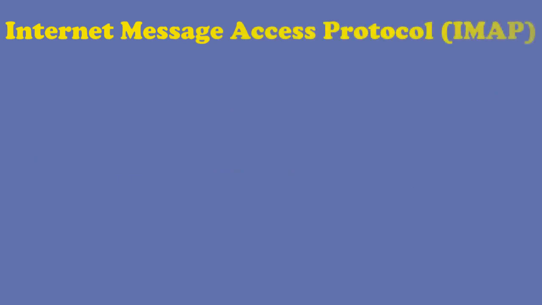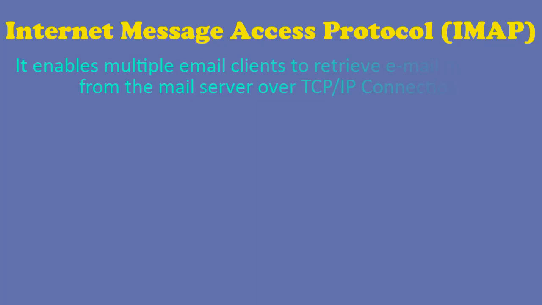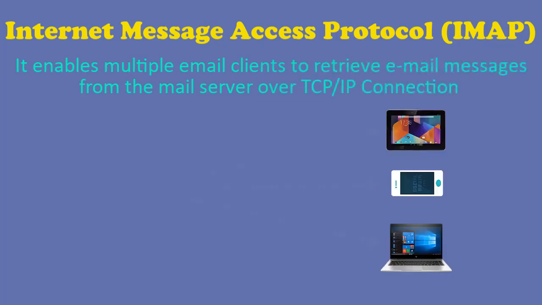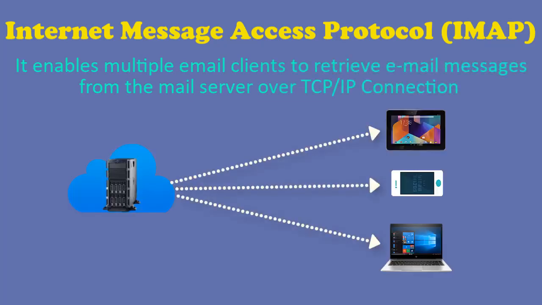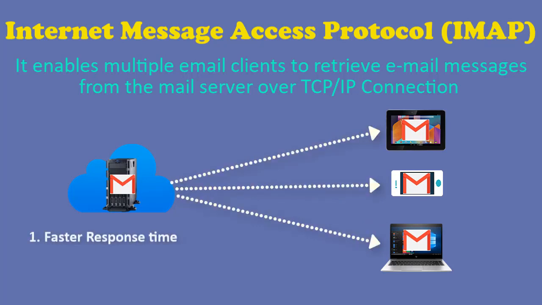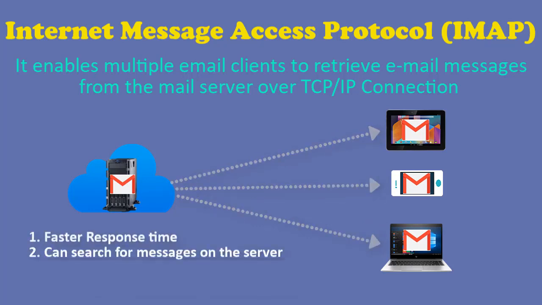Next is Internet Message Access Protocol or IMAP. It enables multiple email clients to retrieve email messages from mail servers over a TCP/IP connection. In IMAP, the messages are stored on the server itself, enabling users to access mails from multiple clients. In addition to handling multiple clients, IMAP has faster response time than POP3 and can search for messages on the server and keep track of messages like read, deleted, starred, replied, etc.